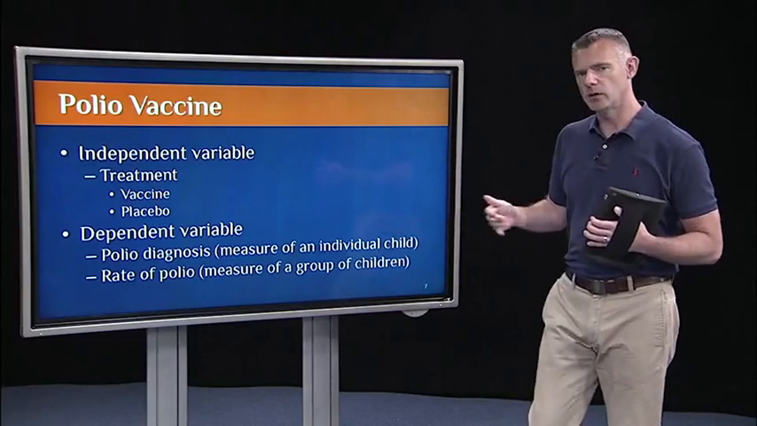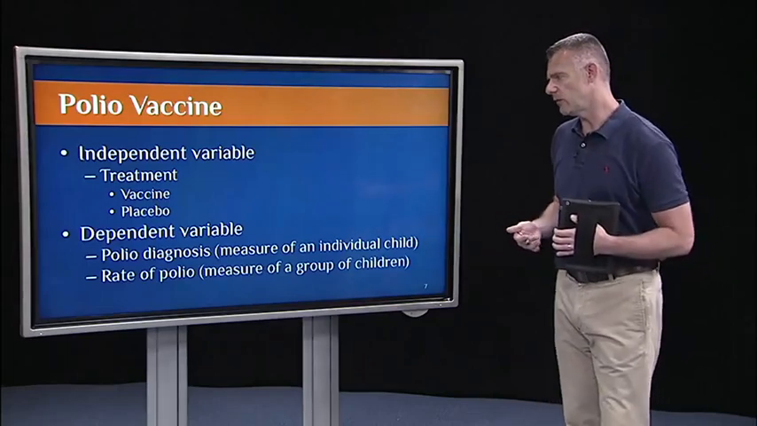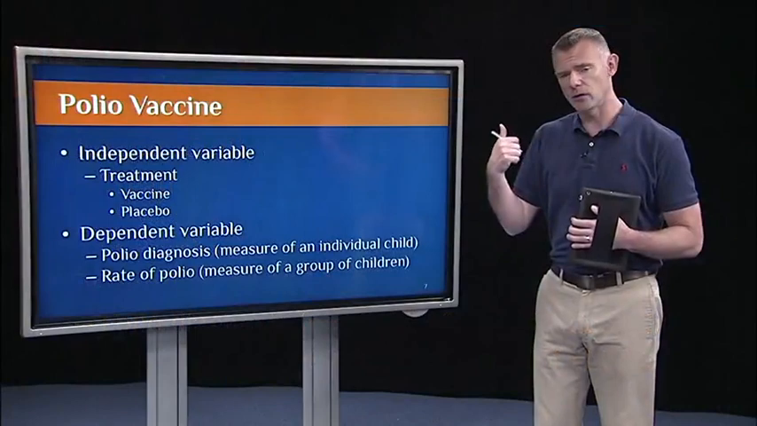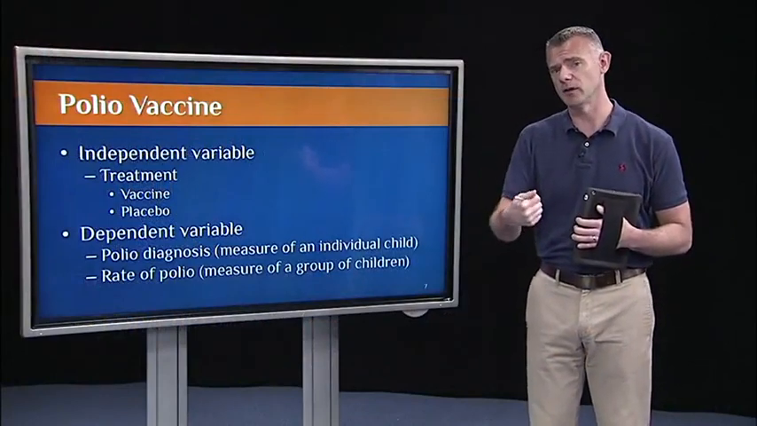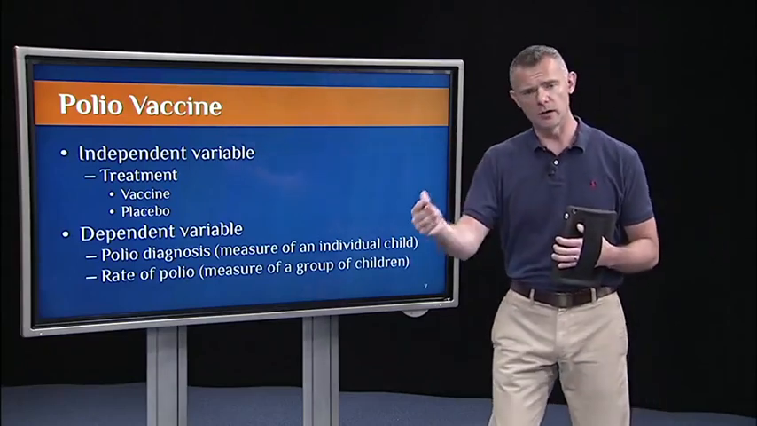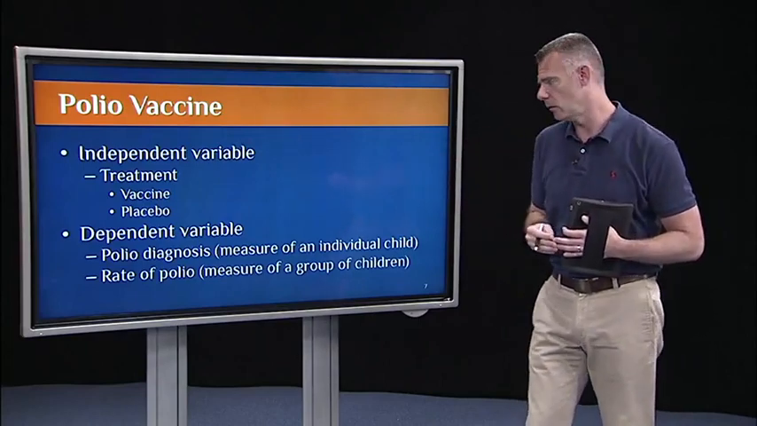The dependent variable is what you measure after the treatment. You can think of this in one of two ways. One, if you look at the level of the individual child, you could think of it as a polio diagnosis. So each individual child is either going to have a polio diagnosis, which we could score as a 1, or not be diagnosed with polio, which we score as a 0.